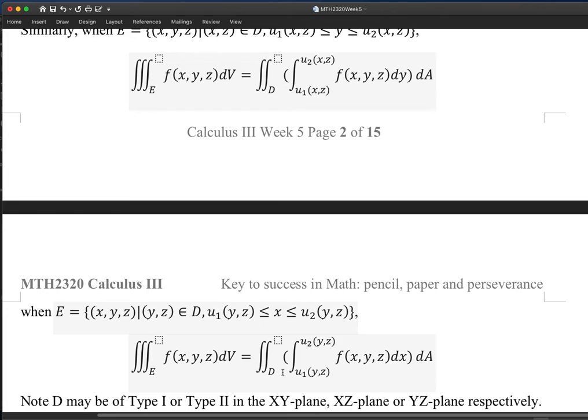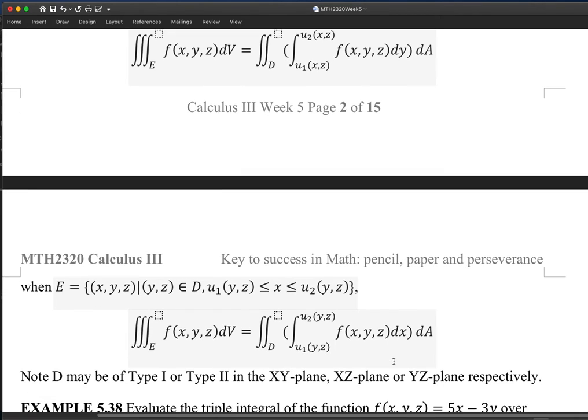Then in the YZ plane, you want to decide if you have type 1 or type 2, and evaluate the double integral accordingly. So this is in general how we evaluate a triple integral. We reduce it into a double integral, and then the double integral is reduced into a regular integral. Then everything's done.